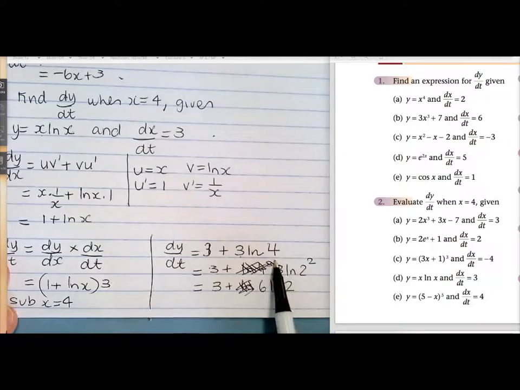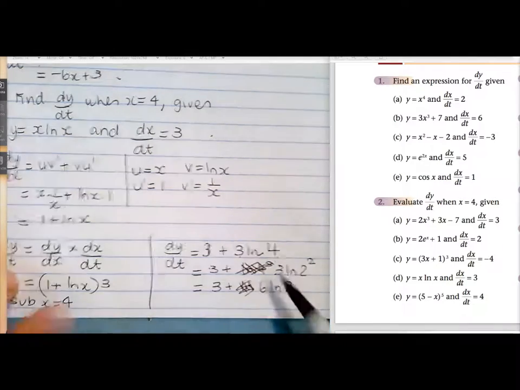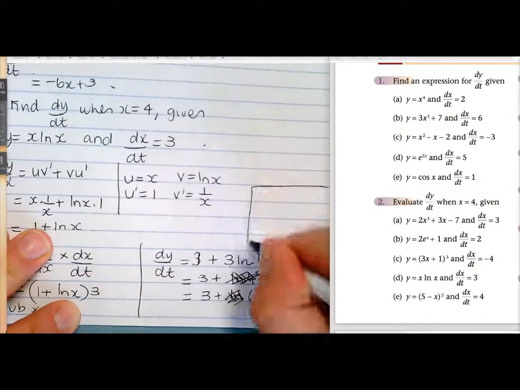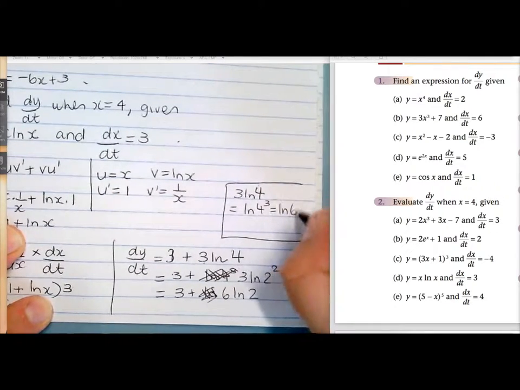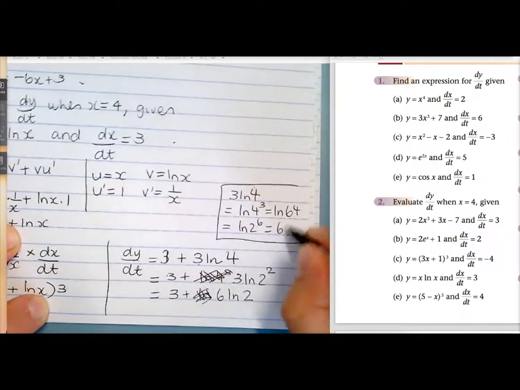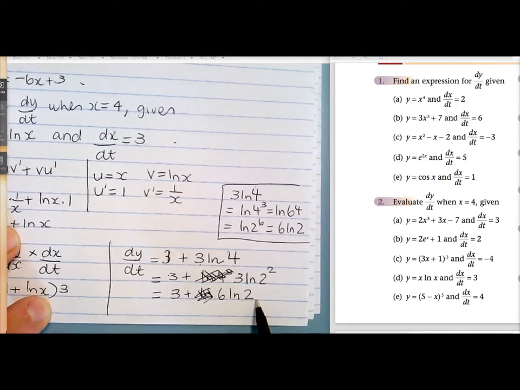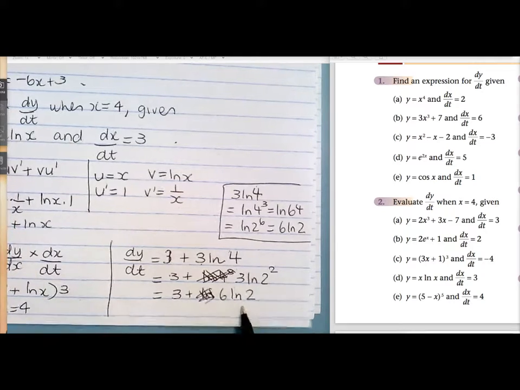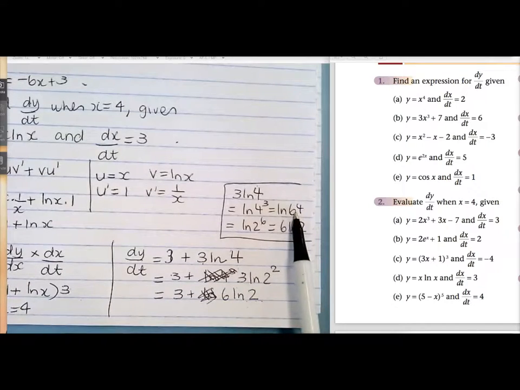If I wrote 4 cubed is 64, then I'd have to write that as 2 to the power of 6 and bring the 6 to the front. So I could have done it a few ways. Look, 3 ln 4 is ln 4 cubed, which is ln 64, but that happens to be ln 2 to the power of 6, which is 6 ln 2. 6 ln 2 is simpler. You've got to get the smallest number next to the log, so that is simpler than ln 64.